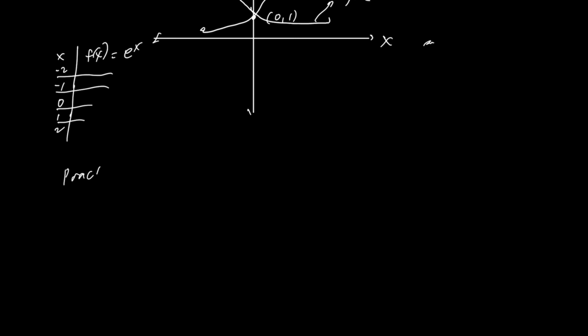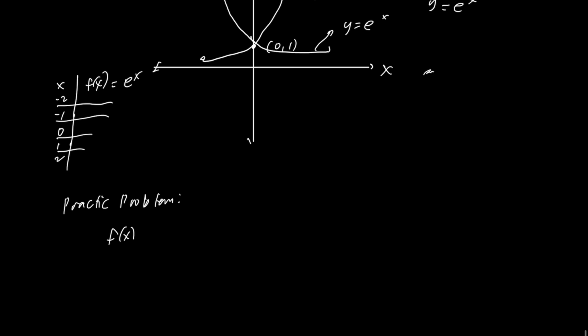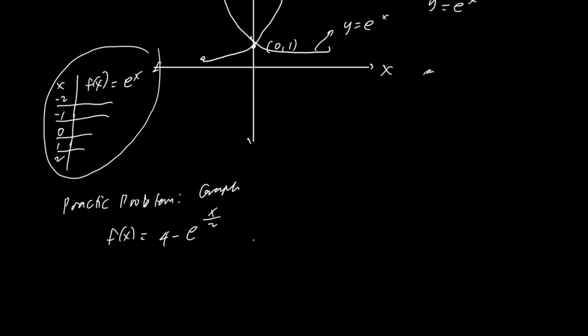So we have a practice problem again. Try to graph this one on your own. f of x is equal to 4 minus e to the x over 2. Just use this tabular form. When x is 0, when x is 1, and so on.